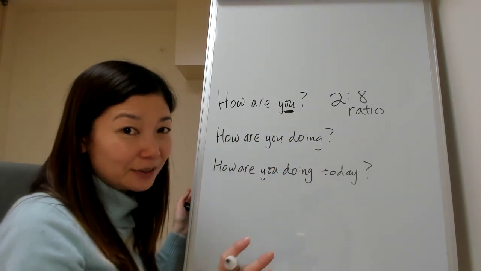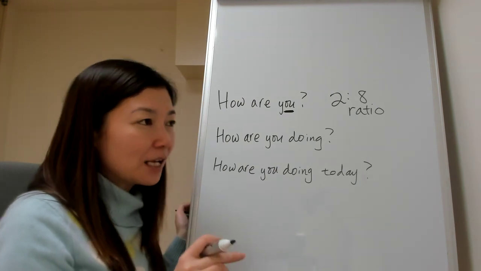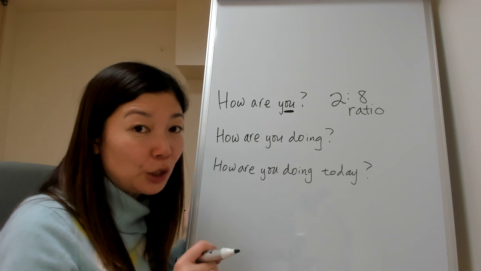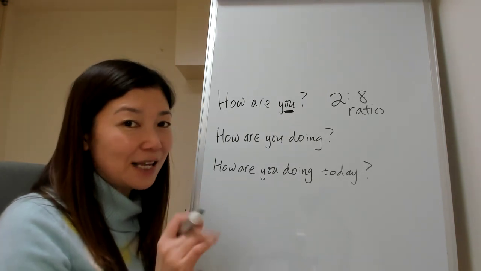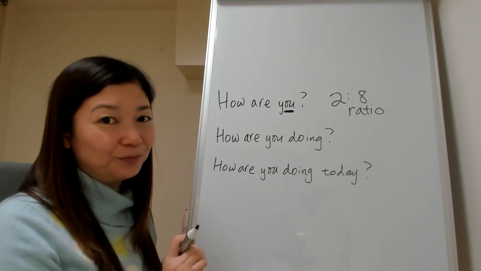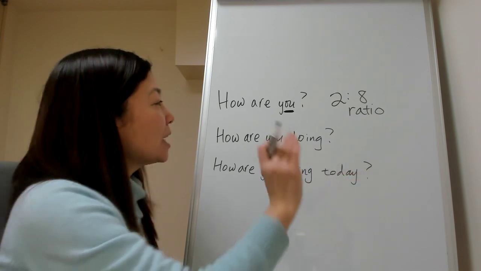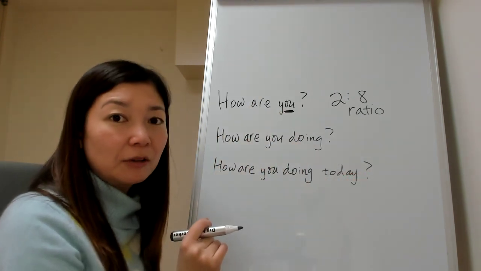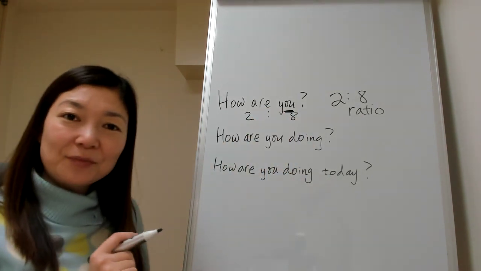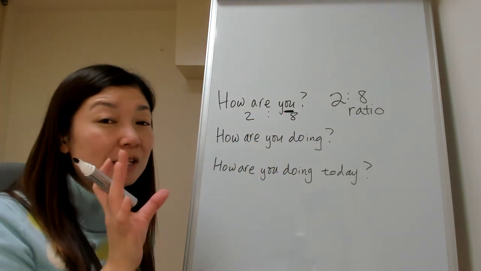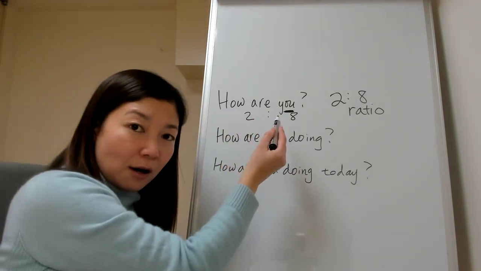How are you? Usually people say, how are you? They don't say, how are you, or how are you. They say, hey, how are you? You is long, right? So the ratio of the length is 2-to-8. How are you? So you is much longer than how and are, right?